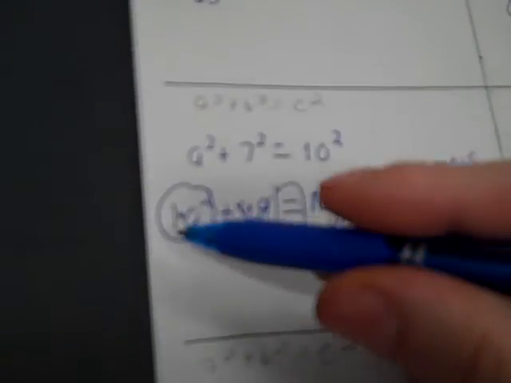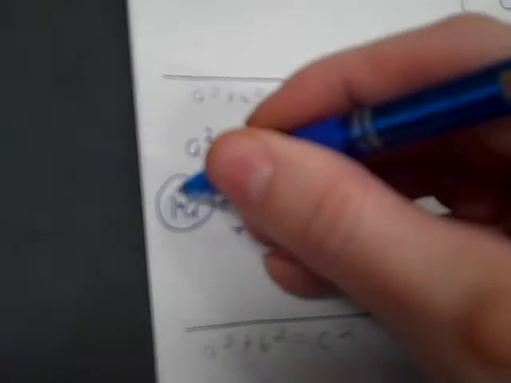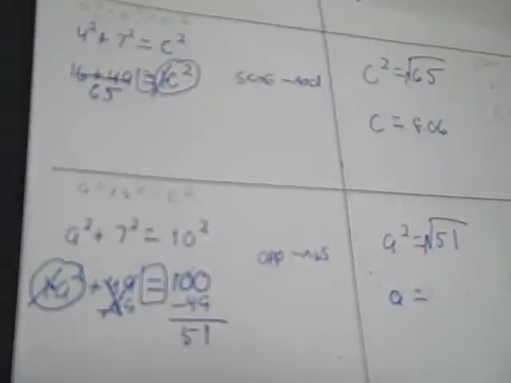Now normally I would divide by the dotted number, but since it's a 1, it's not going to impact anything because 51 divided by 1 is 51. So I put 51 here, and now I'm ready to square root. So I find the square root of 51. That's 7.14.